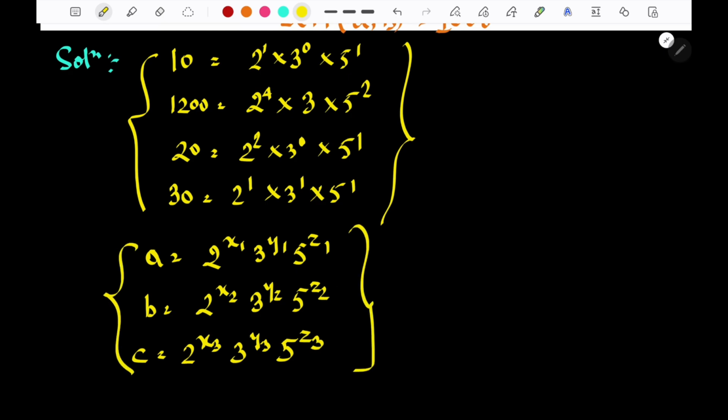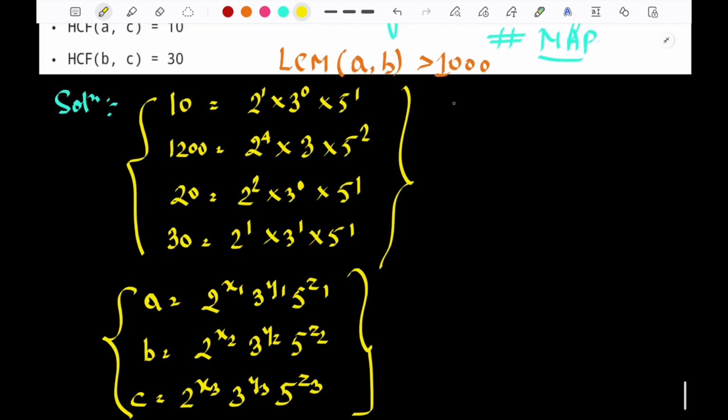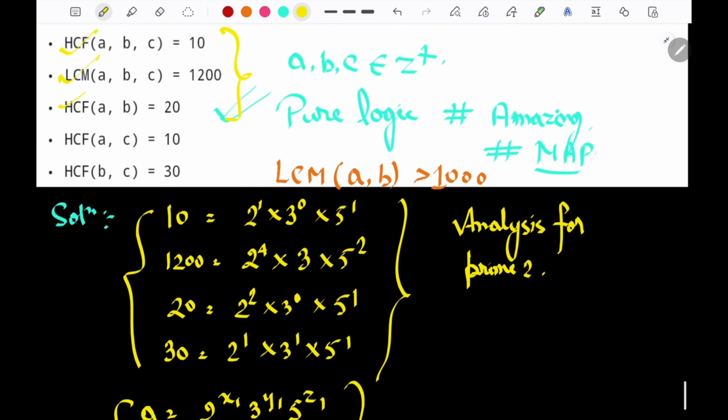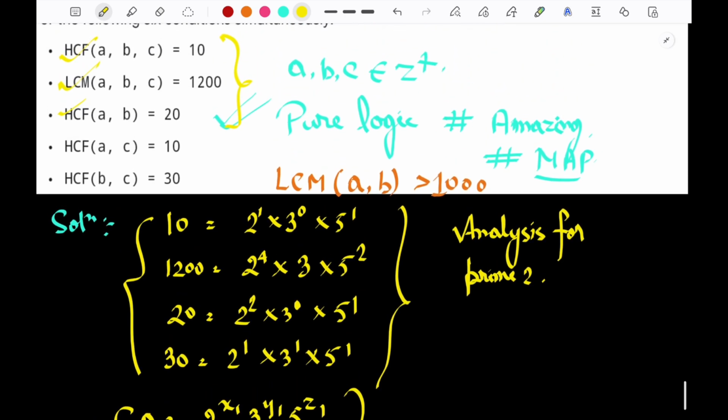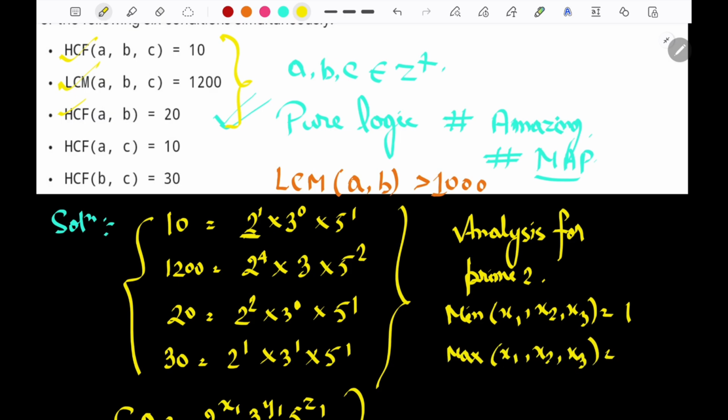Now what we are required to do, we are required to find prime 2, analysis for prime 2. So how do we analyze? We see HCF is given as ABC is equal to 10. Now this is 2. So it means what we are required to find, minimum of x1 comma x2 comma x3, that is 1. Okay, again LCM, so maximum of x1 comma x2 comma x3 is equal to 4. Done. Why? Here it is 4.